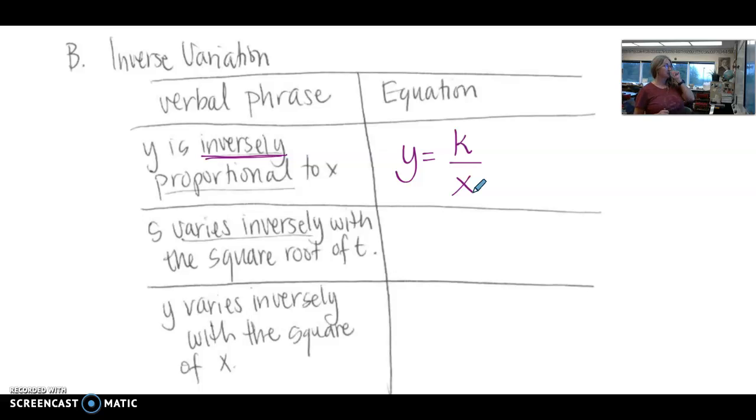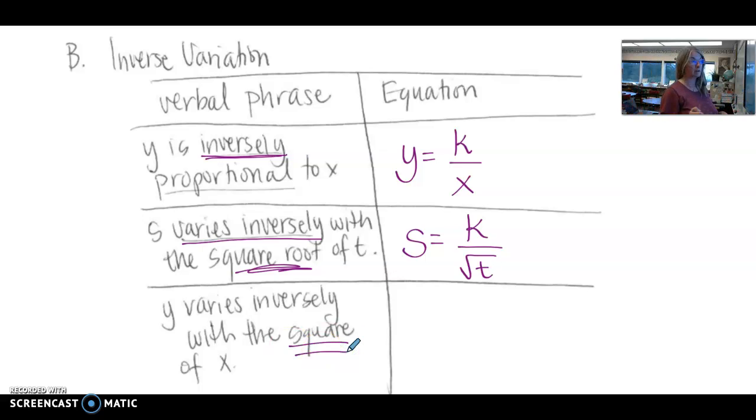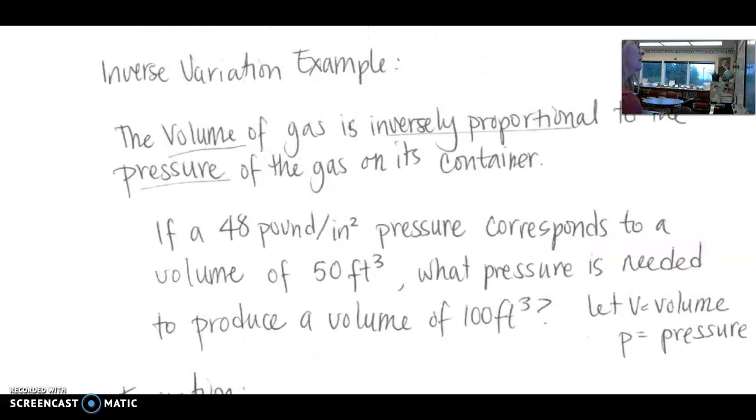To write this next one, s varies inversely with the square root of t, it's going to be s equals k divided by the square root of t. And then this last one here, y varies inversely with the square of x. So be careful between square and square root. Try to write this out and see if you get it right. So y is equal to k divided by x squared, because it's divided because of that inversely there.